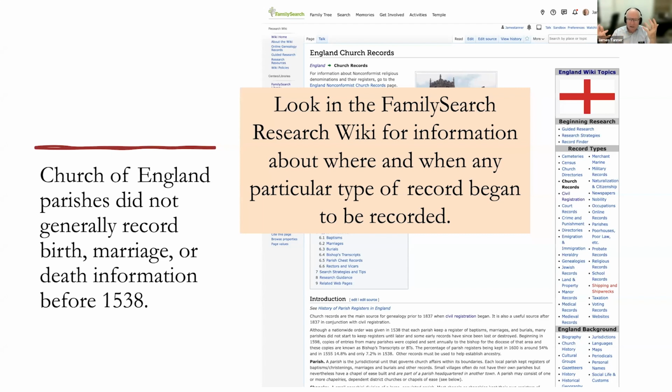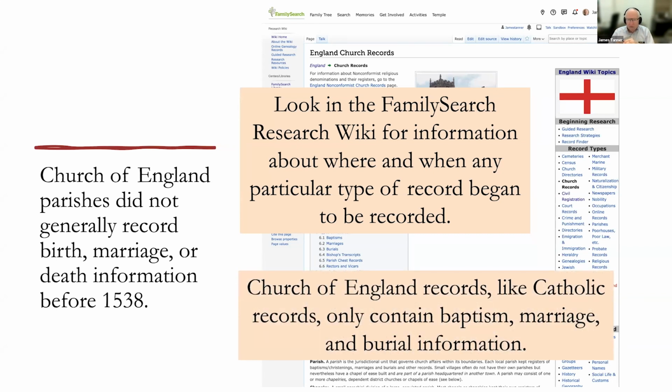Whenever you have a general rule like this, you find that there were people whose birth date was recorded if they were famous, rich, or whatever. And then there were people for whom, for whatever reason, we happen to have a record of their birth date. But this was not generally available throughout the population. And by the way, reminding you, the Church of England records, like Catholic records, only contain baptism, marriage, and burial information. They do not contain birth and death information.